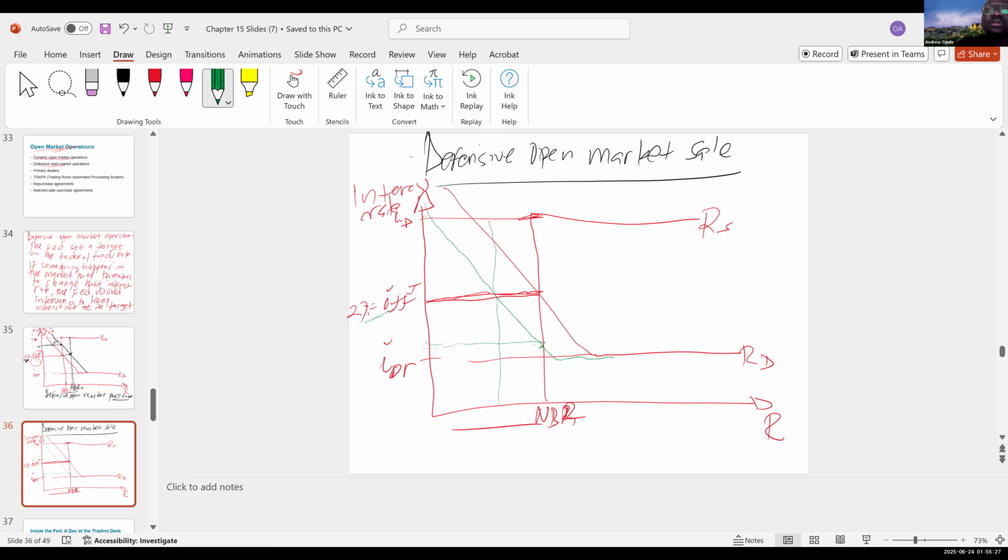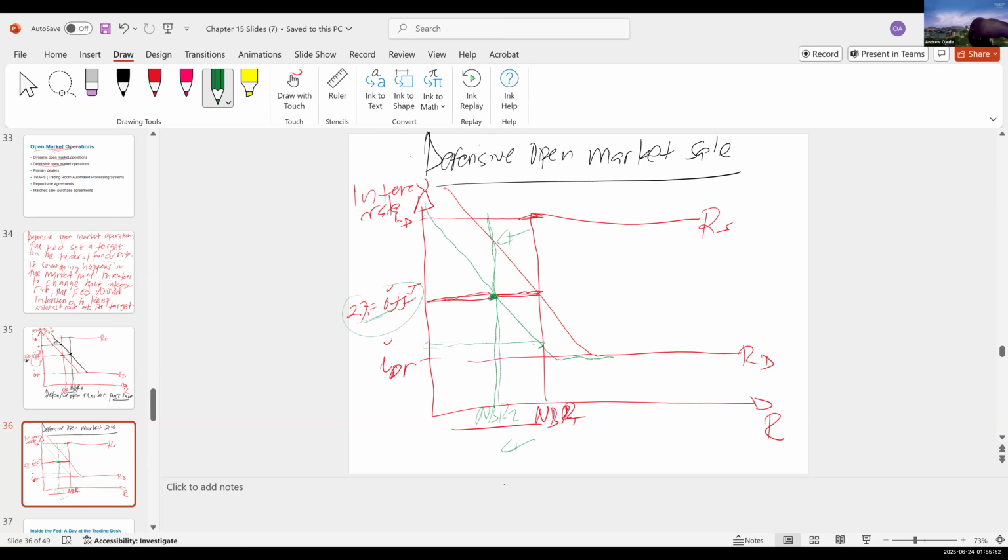Non-borrow reserves fall, so the vertical portion of this supply curve for reserves is going to shift to the left, leading to NBR2. The new equilibrium is now where the two green lines intersect. You can see that this clearly keeps the interest rate at the target. That's why we call this a defensive open market sale.